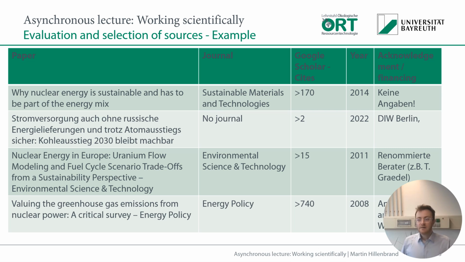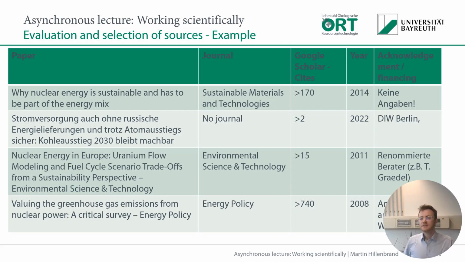Now I have a little example for you of how you can assess different papers, and I want to try to do this example with you. So I have 4 papers. One of them is German speaking, but all of the others are regarding nuclear energy. And you see here that the second paper is not published in a journal, but it's published by DIW Berlin.